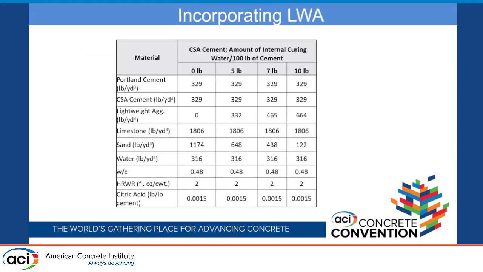So to give you an example, we looked at adding 5 pounds, 7 pounds, and 10 pounds of internal curing water per 100 pounds of cement for each type of cement. And to do that, we adjusted the mix design by adding the lightweight aggregate and reducing the normal weight sand. And this is just an example of one of those adjustments.